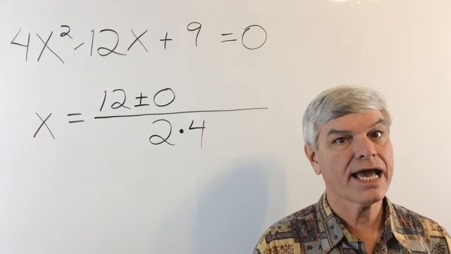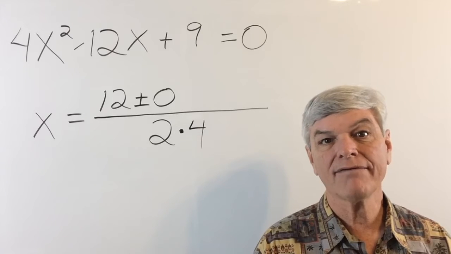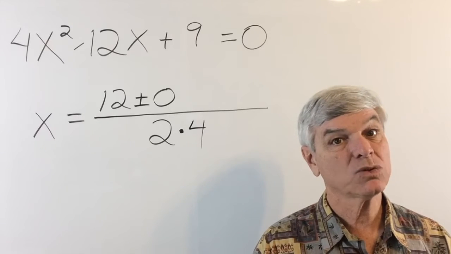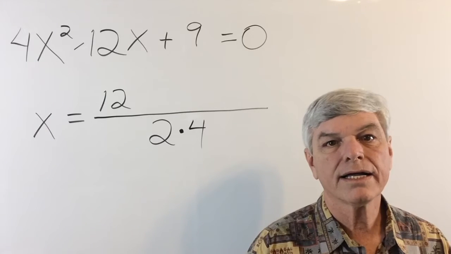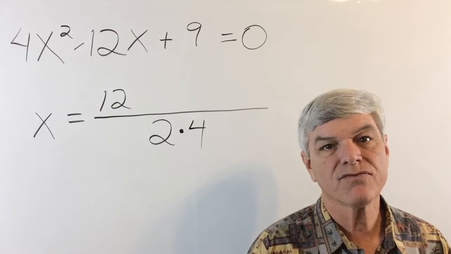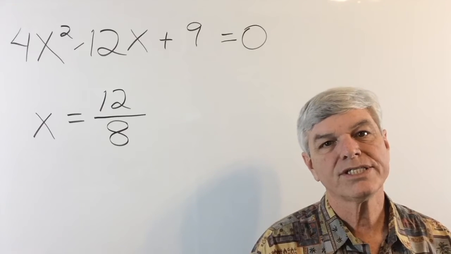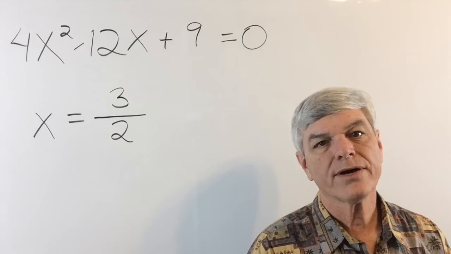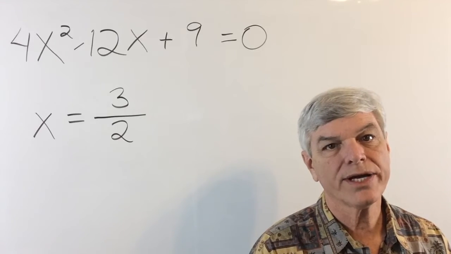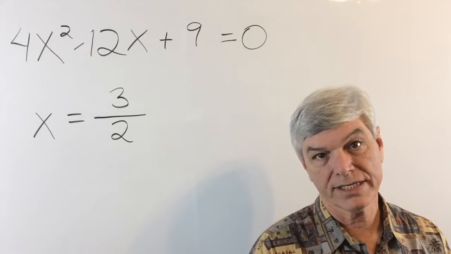So for this answer, we're not going to have a plus or minus, which means what? We're only going to have one answer. And on the bottom we have 2 times 4, which is 8. 12 over 8 reduces to 3 over 2, and that is our answer. We only have one answer for this.